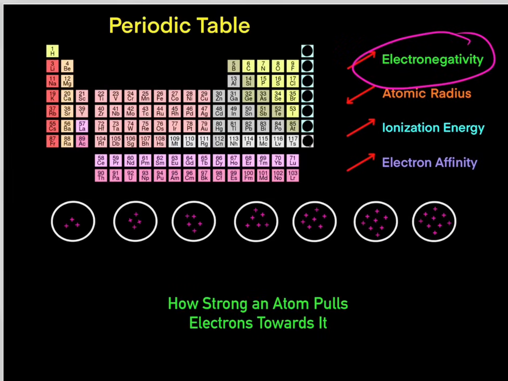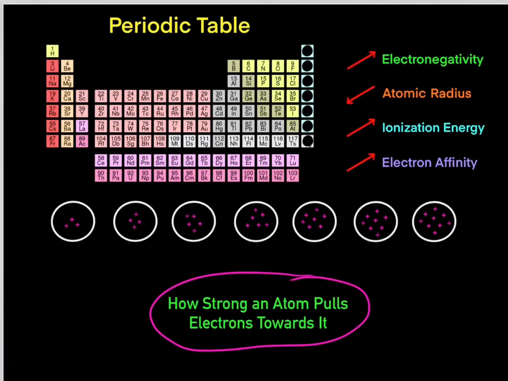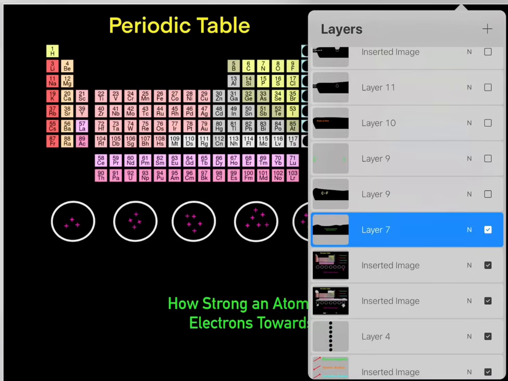So for example, electronegativity. We know electronegativity increases as we go in this particular direction. So therefore, electronegativity increases as we go to the right. Why is this true? Well, first we need to understand what electronegativity is. Electronegativity is an element's tendency to pull negatively charged electrons towards it.